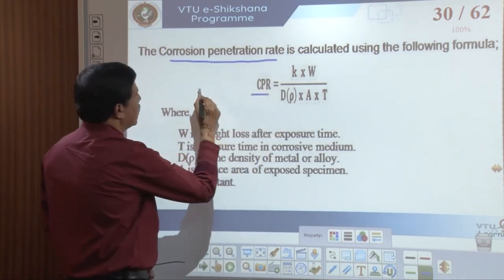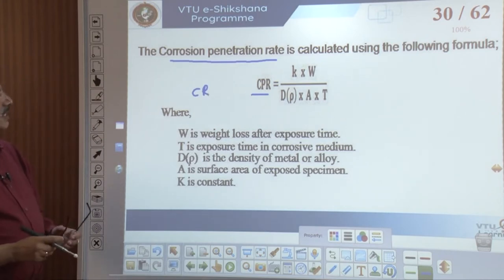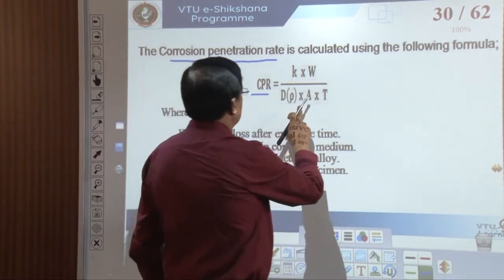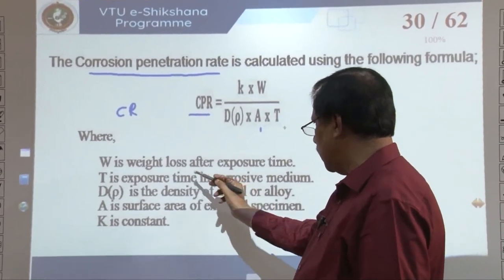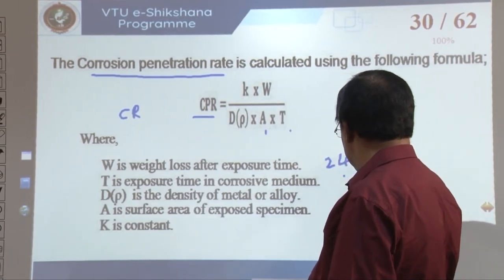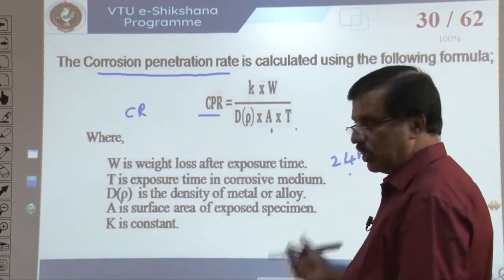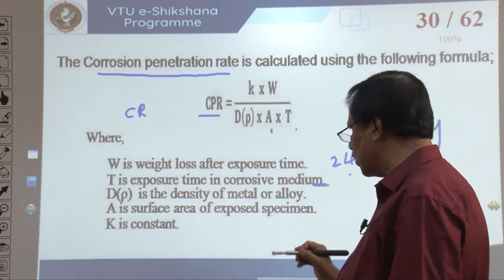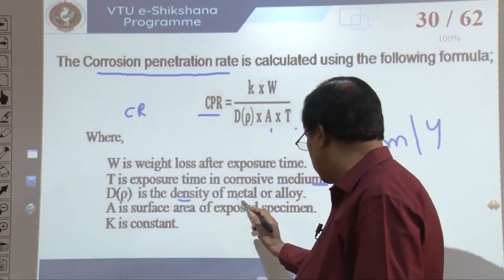See, the corrosion penetration rate, CPR or CR, corrosion rate, is calculated using the following formula: CPR is equal to K into W divided by rho into A into T. What is W? W is weight loss after exposure time. How much time? Whether it is 24 hours, a month, or a year, that means 24 into 12 into 365, whatever it is. T is exposure time in corrosive media. And rho is the density of the metal or alloy.